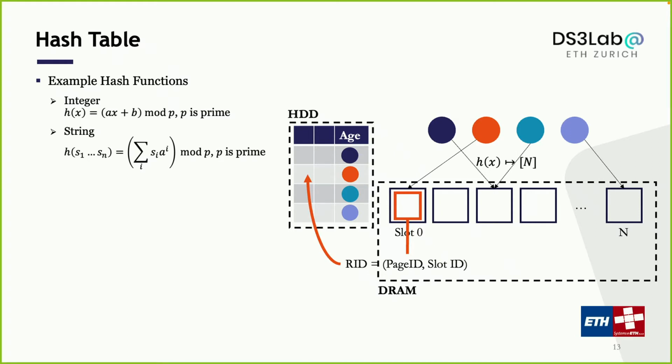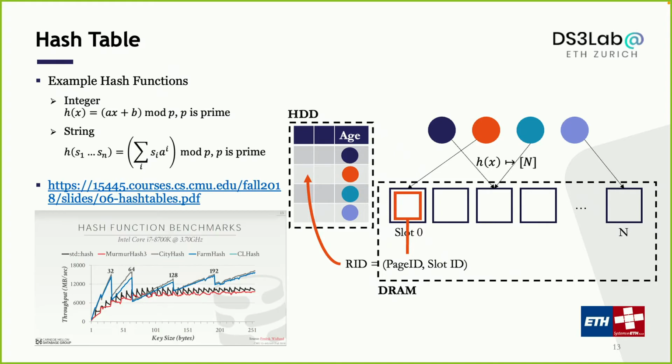When you want to hash a string, you can do something like this: the sum of s_i, where s_i is the ASCII value of every single character. So then you have a function that looks like this, which allows you to map a string into a whole bunch of buckets or slots in your hash table. In reality, it's very rare that people use this. There's a whole bunch of very fancy hash functions that you can use in practice, and they have different characteristics regarding their performance, throughput, randomness, all those types of things.